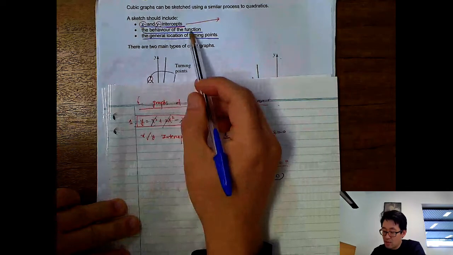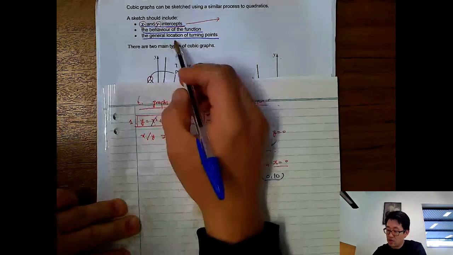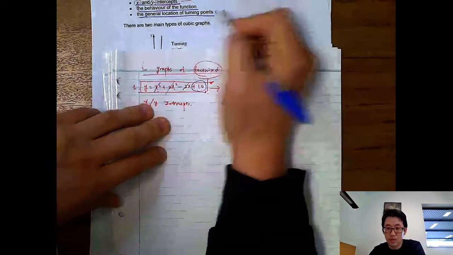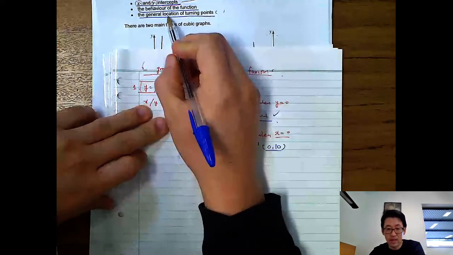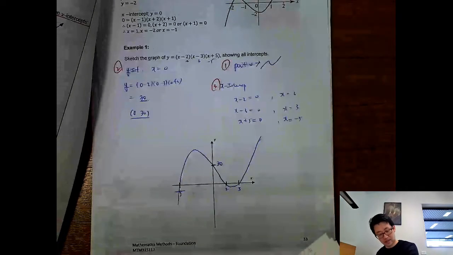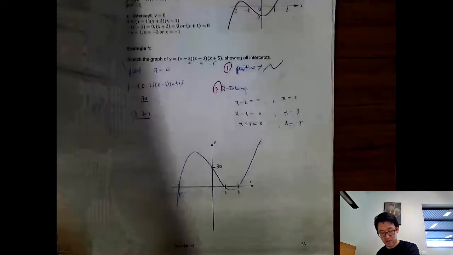The behavior of the function, general, okay, we'll go through this together. General location of turning point, yeah. We're not going to go into more specific ones. We just draw roughly, and I don't think we actually need to indicate the local maximum and local minimum points here. Okay, but we just draw roughly.